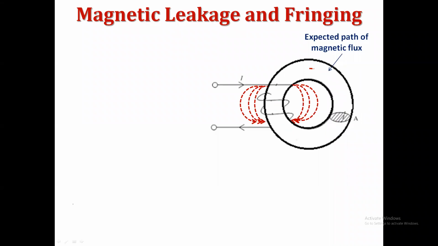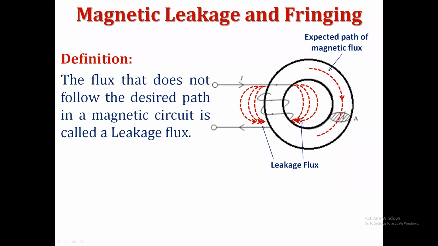The flux which does not take the expected path of the magnetic circuit, that is, not inside the solenoid, we call leakage flux. You can read the definition: the flux that does not follow the desired path in the magnetic circuit is called leakage flux.